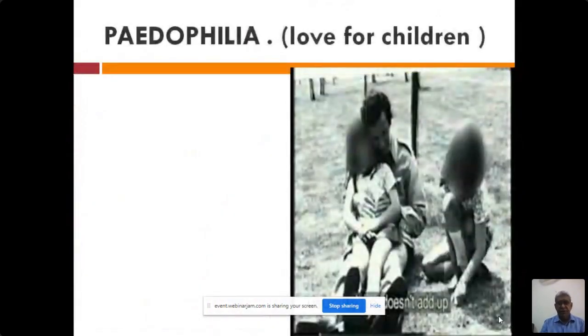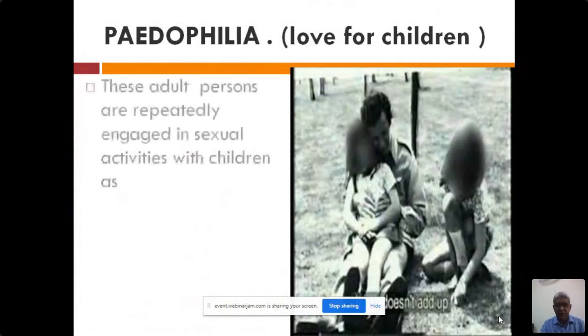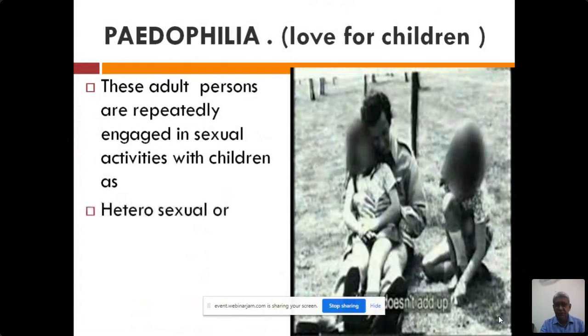Next perversion where the partner is required, that is pedophilia, where love for children is observed by the adult or aged persons. The adult persons are repeatedly engaged in sexual activities with the children as heterosexual partners or homosexual partners. This is also very common in our society. The homosexual or heterosexual activity with children, with small age group persons, by the aged or adult persons.